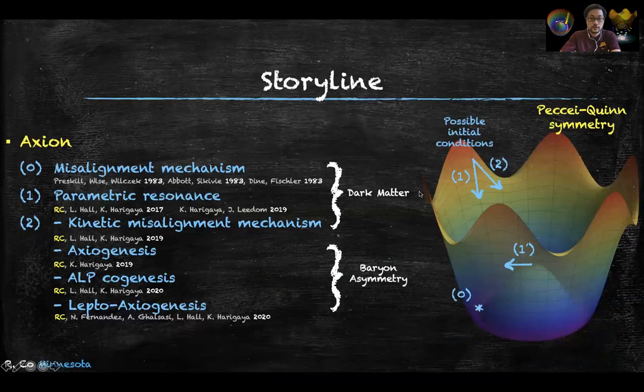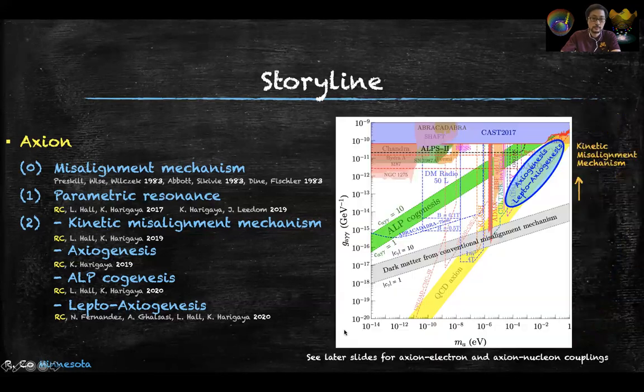In this talk, I will focus on the initial condition shown in this one-body potential, labeled by the number 2, and this initial condition and the dynamics following it can give rise to dark matter, the baryon asymmetry, and potential gravitational wave signals. But let me give you the punchline figure first.